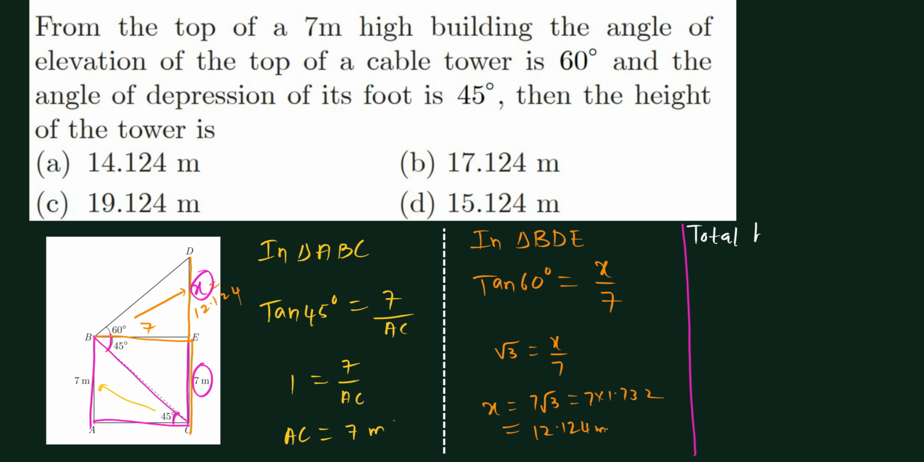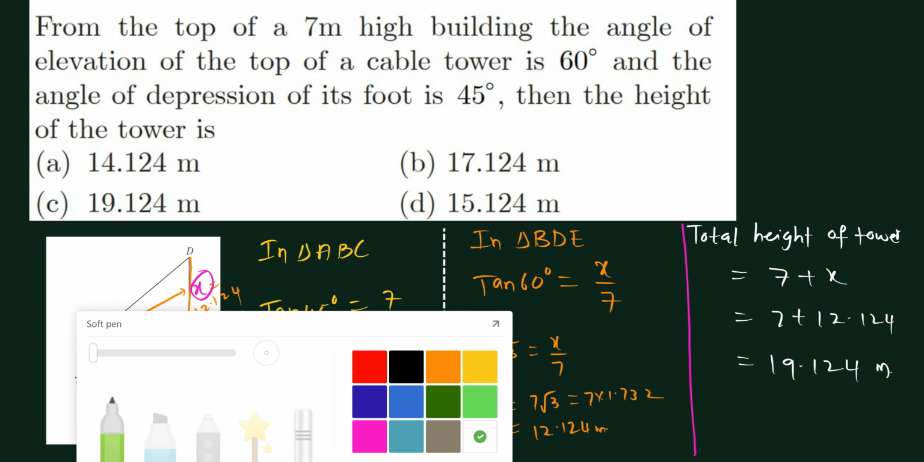This is the total height of the tower. The total height of tower equal to 7 plus x. What is the x value we got here? 12.124. 12 plus 7 is how much? 19.124 meter. So this is the height of the tower. Okay, so your answer, which one is matching here?